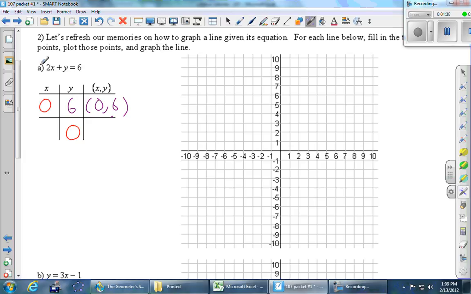Same idea. If you plug in y equals 0, then the second term isn't there, so we cover it up. You have a little bit of work to do. How much is x? 3. And then we have our second point, (3, 0). And then we plot those 2 points. Those 2 points have a special name because they're on the axes. Those are the intercepts. Good. The x-intercept is on the x-axis, the y-intercept is on the y-axis. And then you just connect the dots with a straight line.